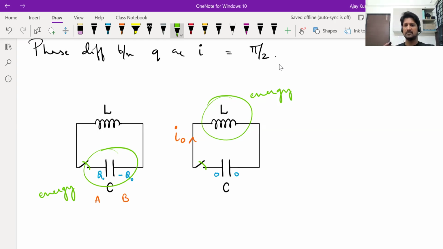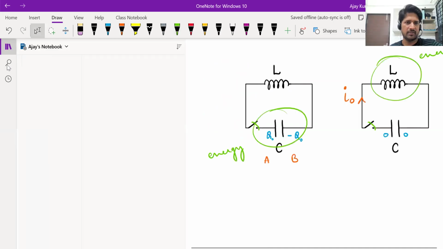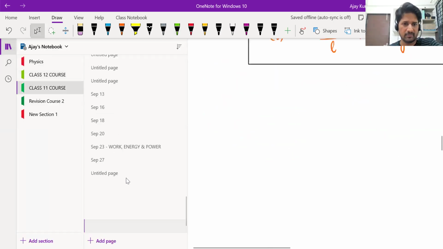So in an LC oscillation, or in an LC oscillator, the capacitor and the inductor keep exchanging the energy. When the capacitor has lost all its energy, the inductor has the maximum amount of energy, obviously. When the inductor loses all its energy, the capacitor will have the maximum amount of energy. So it's somewhat like a spring block system actually. Let me take one diagram, just a moment.